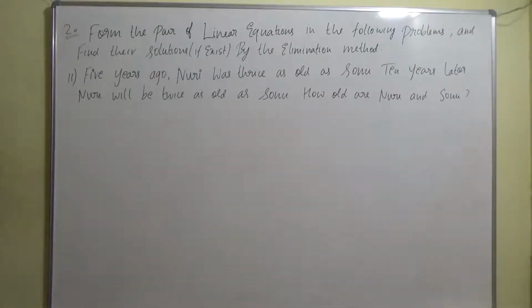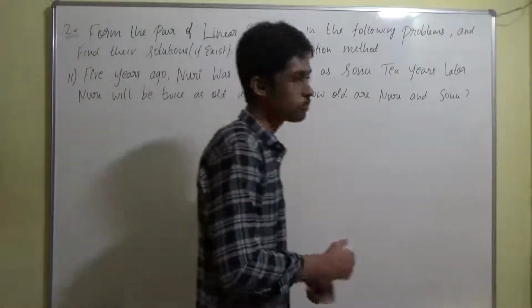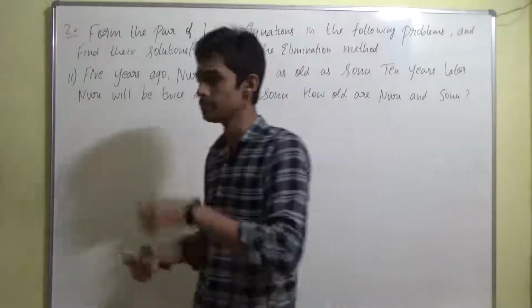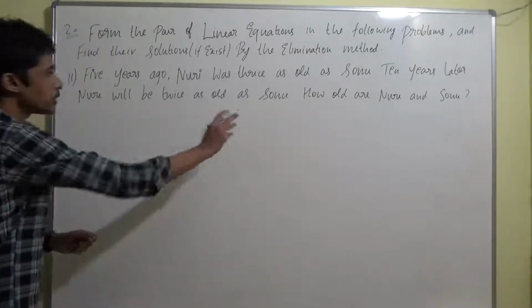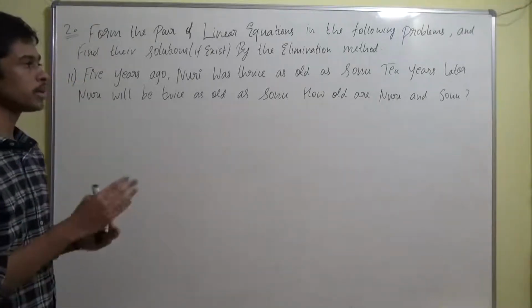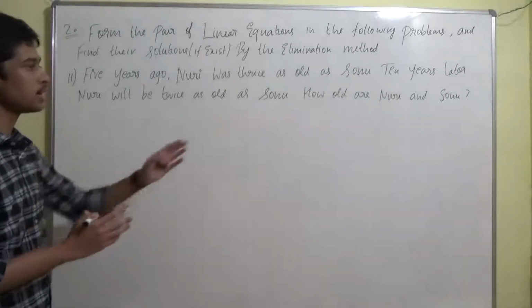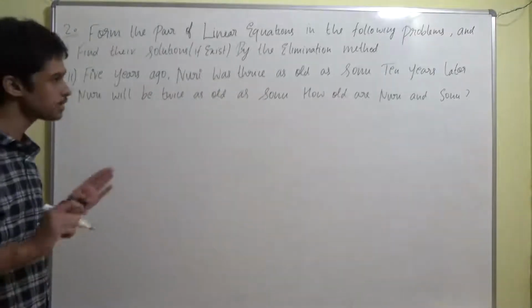So now let's go to the second sub question of the second question, guys. The second sub question says, 5 years ago Noori was thrice as old as Sonu. 10 years later Noori will be twice as old as Sonu. How old are Noori and Sonu? Done. So in the question they're asking the age of Noori and Sonu, that is the present age. How old are Noori and Sonu? They are asking the present age.